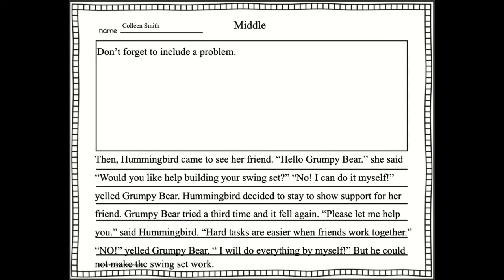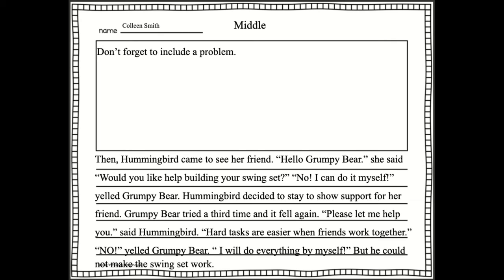So I wrote out what I wanted to happen in the middle of my story. I included the problem. My problem here is that Grumpy Bear keeps being unsuccessful building this because he will not ask for help. Now, did you notice at the bottom of my story, I ran out of lines? But that's okay. I just continued writing anyway, and it's underneath the line, but that's all right. I wanted to make sure I included all of my important words. So if you run out of space, then you can just write underneath that as well. And if you don't need that many lines, then you can leave a little bit of the space blank.